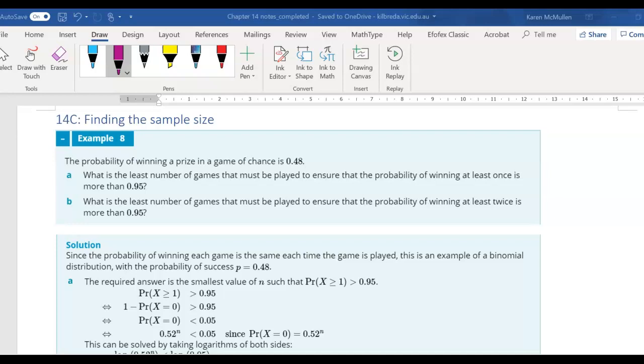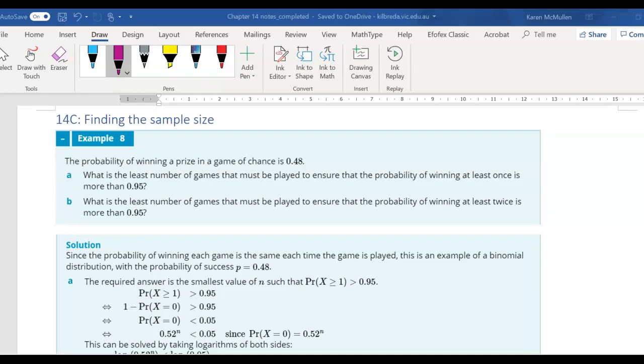So in the previous two sections with the binomial distribution, you were given n, the number of trials, p, the probability of success, and you were given a value for x. So how many trials did we want to succeed in? So in 14C, we're basically given information, but we have to find n.